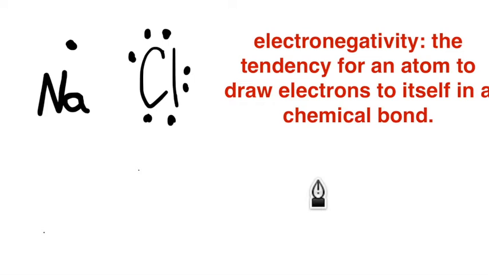So in order for chlorine to do that, it's going to have to grab the electrons. So it's going to grab it, it's going to draw it to itself right there. It's going to take it. Now it has 8. But what's interesting about that is sodium also has 8 now. Okay, let's go with 8 for chlorine.